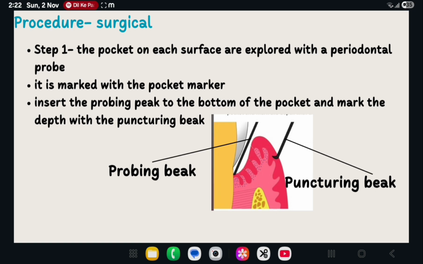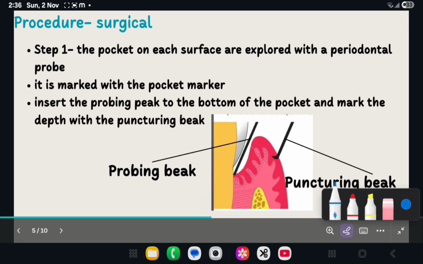The procedure of gingivectomy is surgical. In step 1, the pockets on each surface are explored with a periodontal probe and marked with a pocket marker. Insert the probing beak to the bottom of the pocket and mark the depth with the puncturing beak.